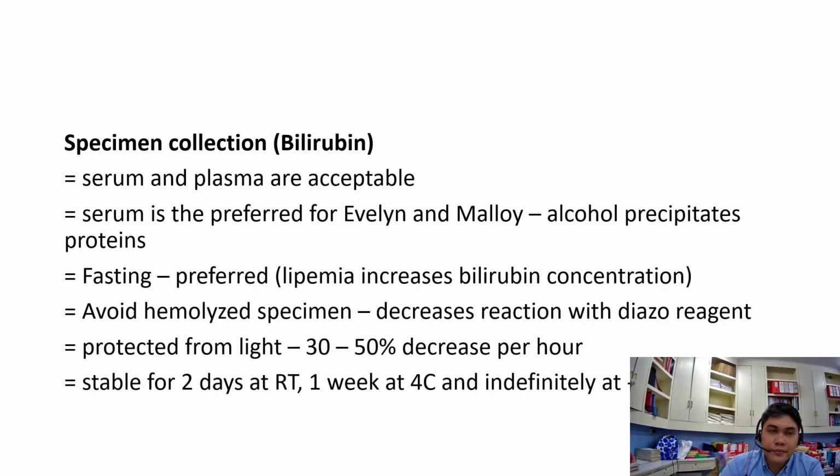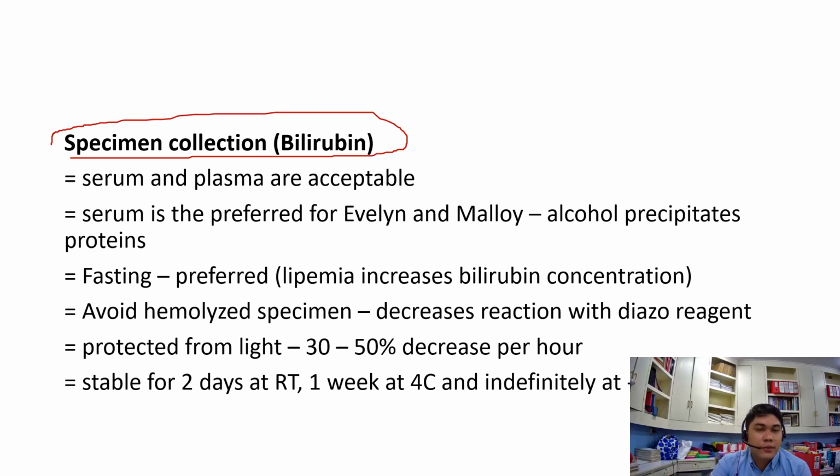Okay. Next is the specimen collection for bilirubin. For specimen collection, serum and plasma are acceptable specimens for bilirubin measurement. Now, if we're going to use Evelyn and Malloy as the method, then you need to use serum. You're not allowed to use plasma, because there's a tendency that the methanol used in Evelyn and Malloy will cause precipitation with the fibrinogen present in plasma specimen.